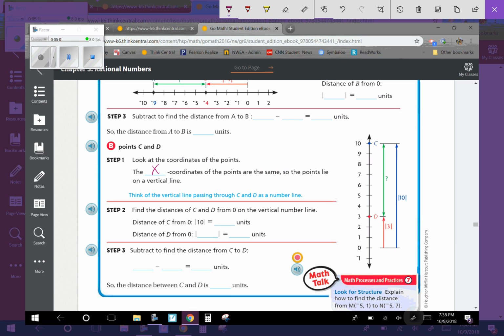So think of the vertical line passing through C and D as a number line, which they showed us right here. So to find the distance of C and D from 0 on the vertical number line, we're going to look at the distance of C from 0, which is the absolute value of 10, which is 10. And the distance of D from 0, the absolute value of 3, which is 3. So we're just going to take 10 minus 3, which is 7. So the distance between C and D is 7 units.